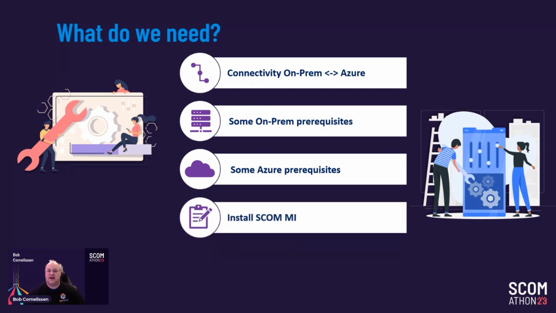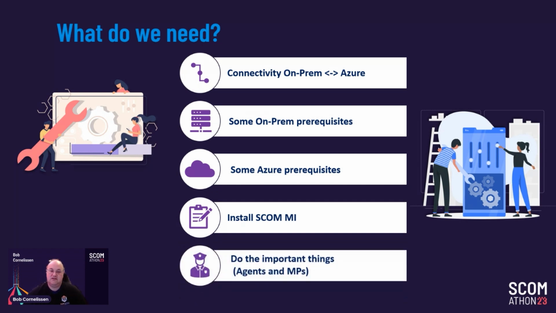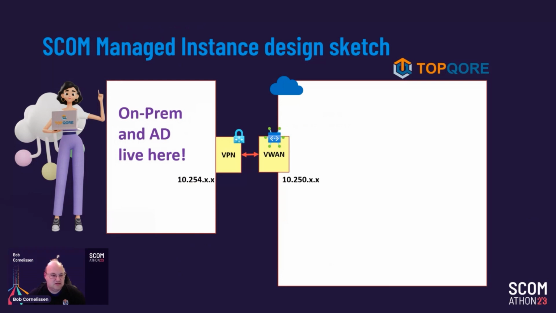Then we can install the actual SCOM MI because we have our prerequisites set. And then we can do the important things again, which is connecting up the agents and getting all of the management pack stuff to work, which was also spoken about in the previous session by Harold. Right, so what does it look like? Let me show you a simple sketch, I hope.